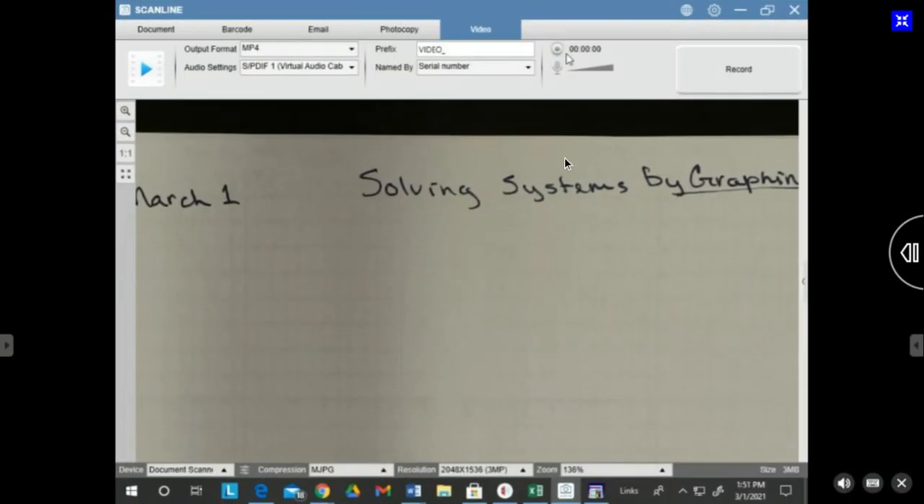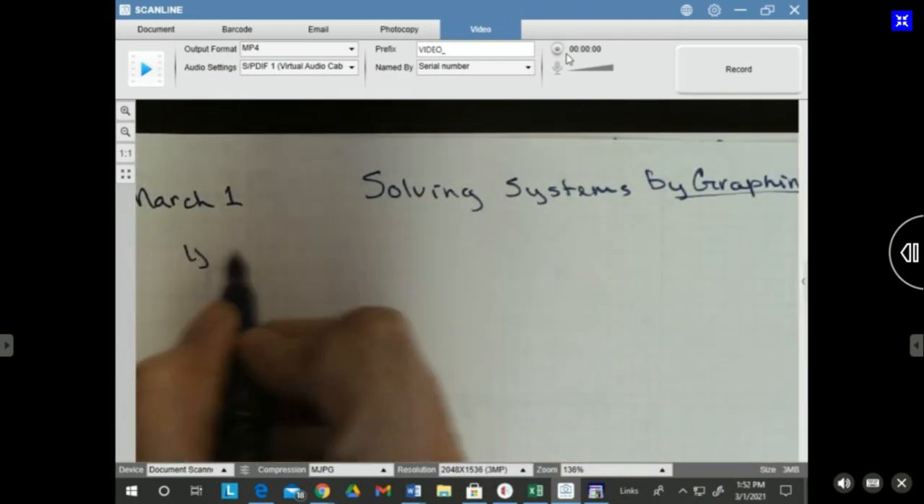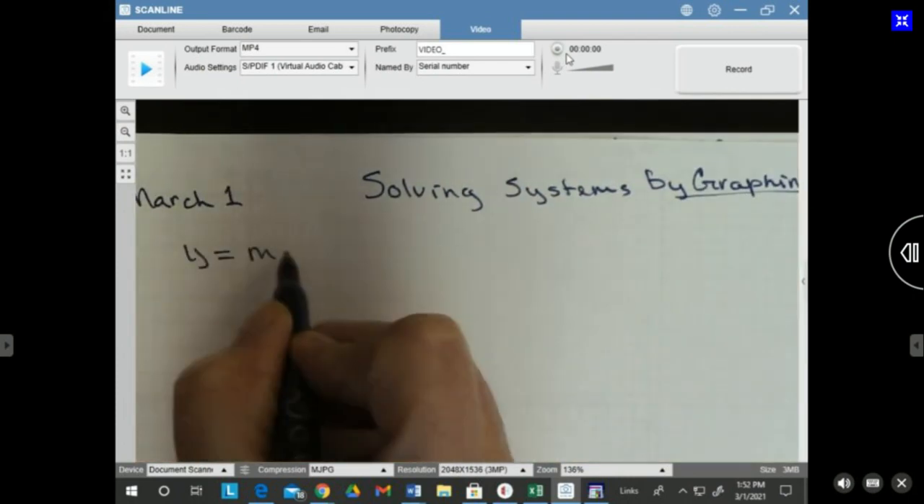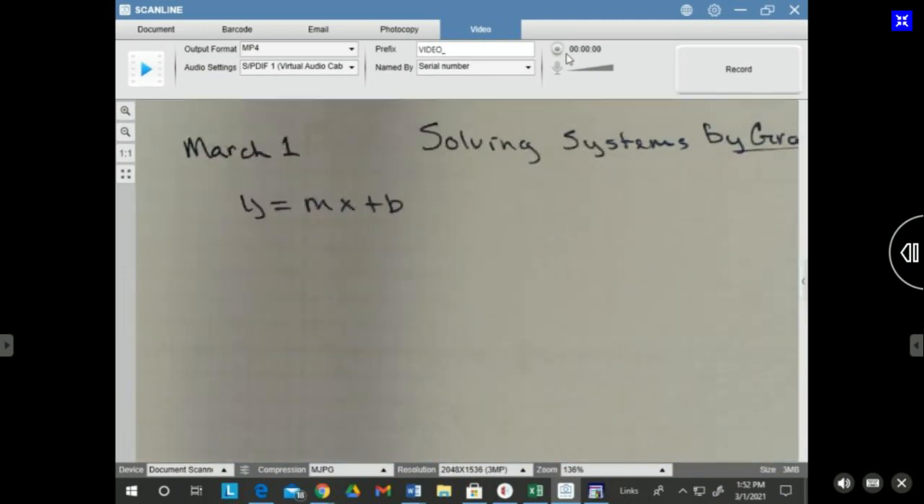Okay, March 1st, solving systems by graphing. First thing, the equation. We are still looking at y equals mx plus b. That's the equation we're going to be solving.